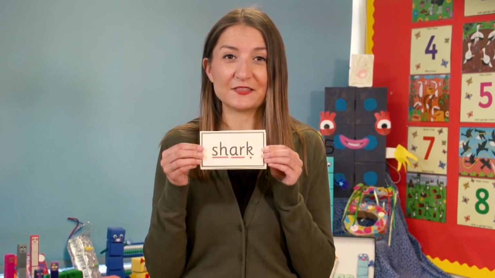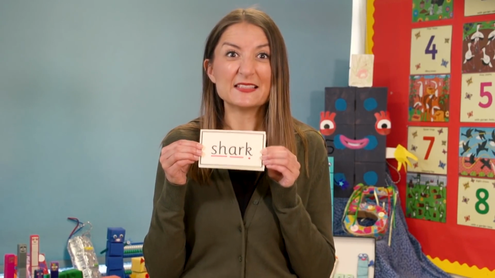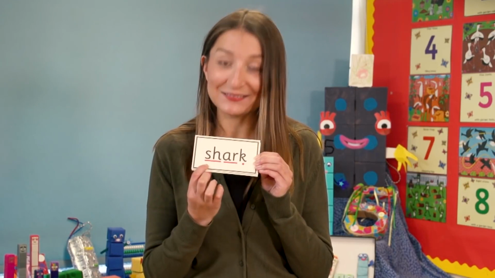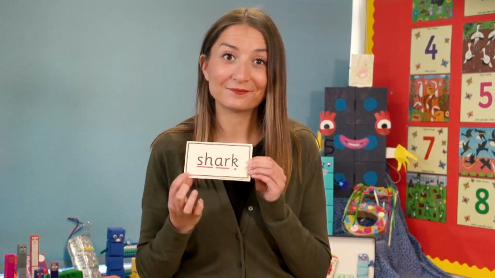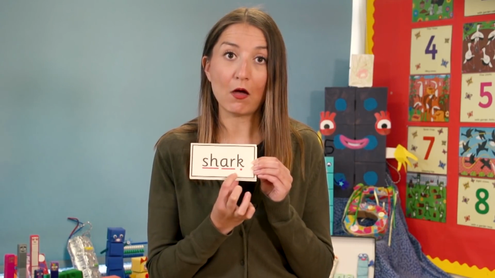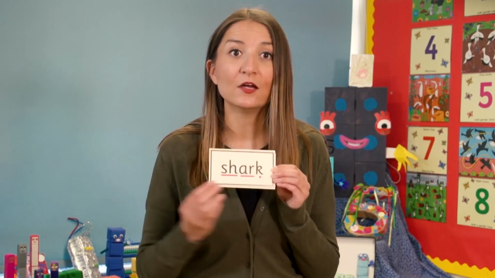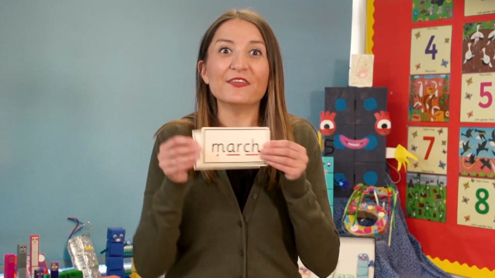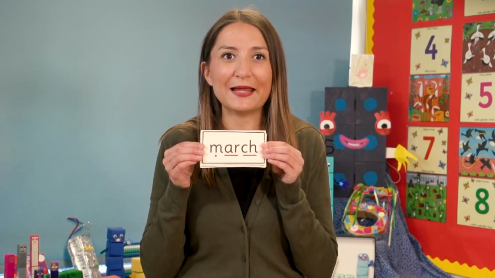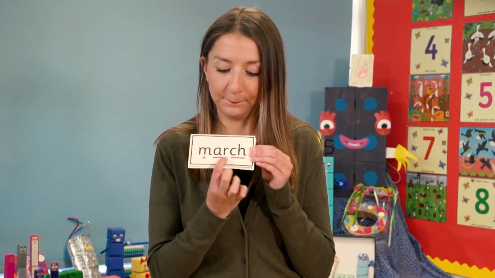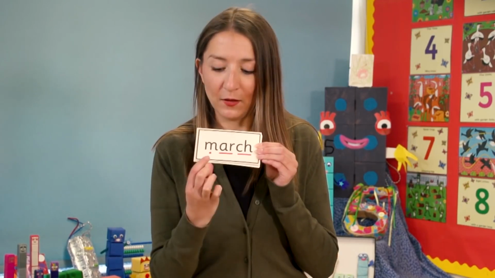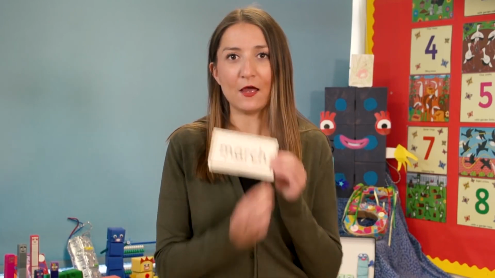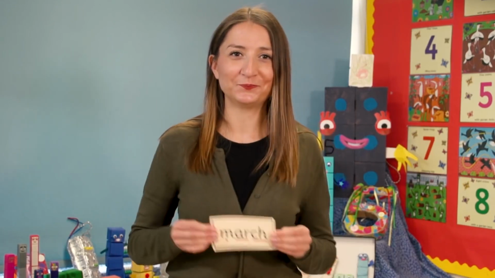Can you spot the digraphs? Yes, the digraphs are sh and ar. Sound out and blend. Sh, ar, k. Shark. The shark was gliding through the water. Have a look at this word. Sound out and blend. March. I love to march on the spot.